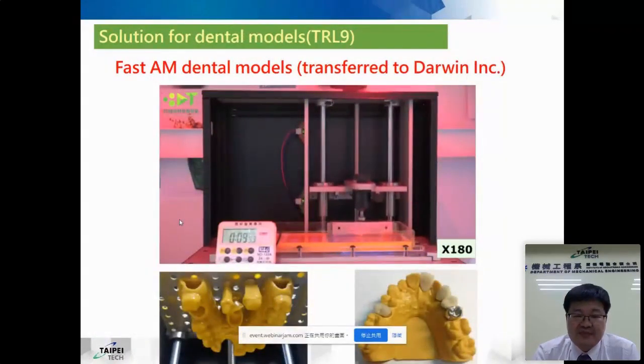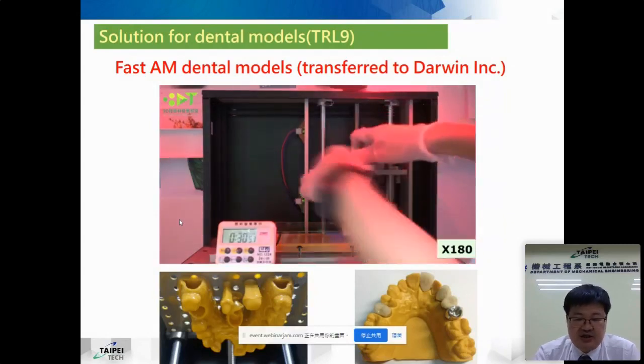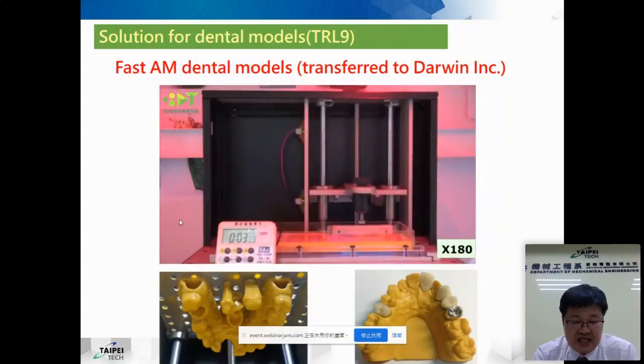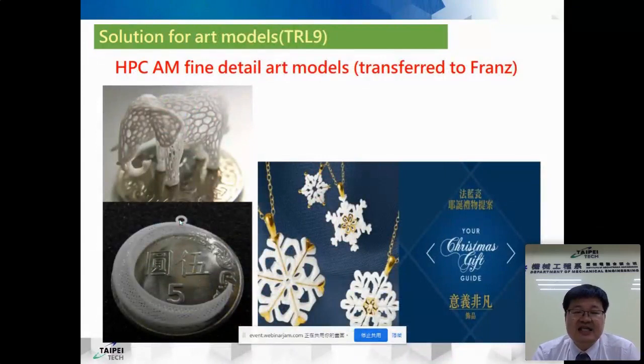And for this one, we are making the dental model. As you can see, your model can be printed in 30 minutes, so it's a very fast printing speed. And that's the technology we are talking about for the clone. It's the same technology. It's a very fine art model made of ceramic.